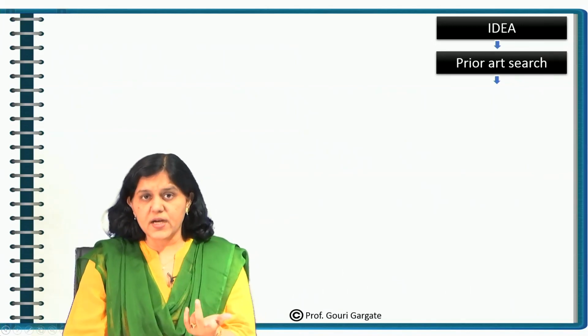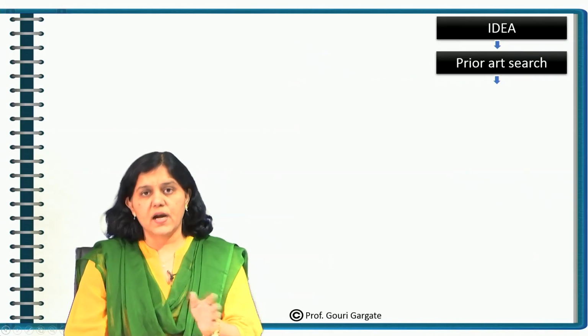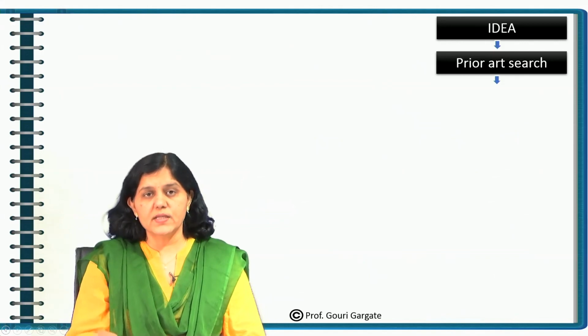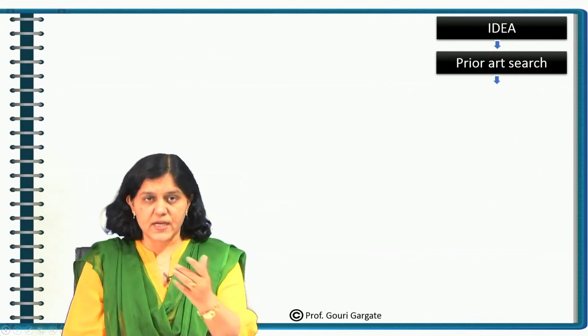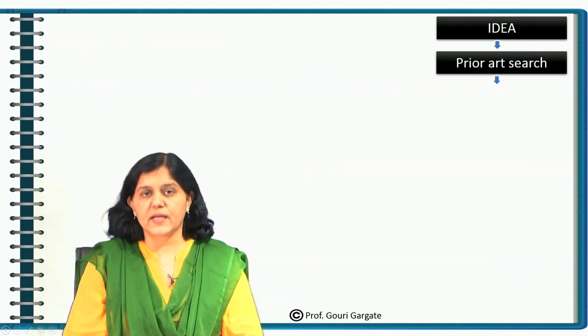So, if such a thing is there, you can refine the research topic and the objectives, and after going thoroughly through the patent documents, you can plan your research activity further, or you can plan your project activity. So, that is the second step.